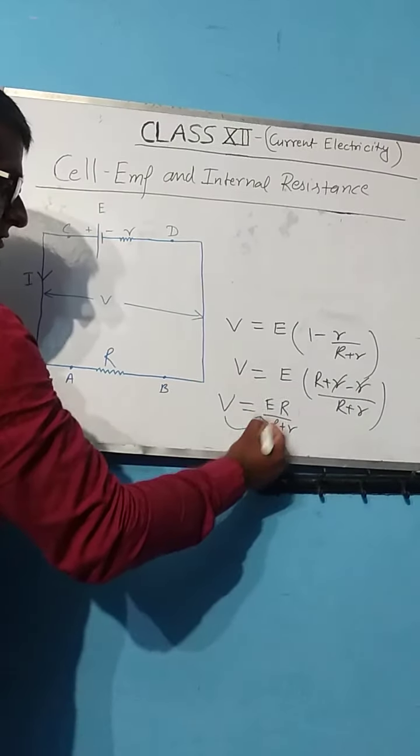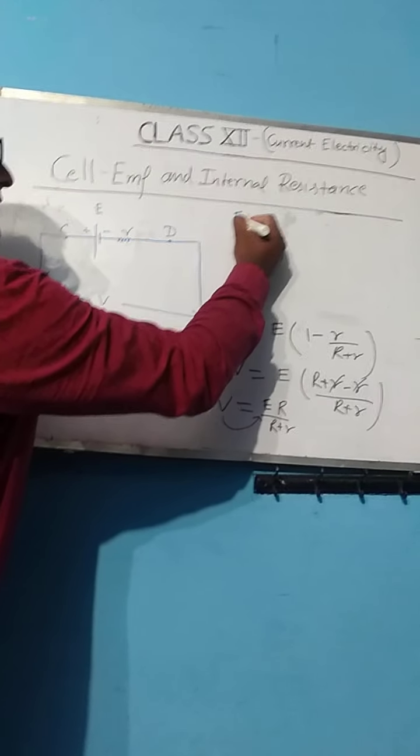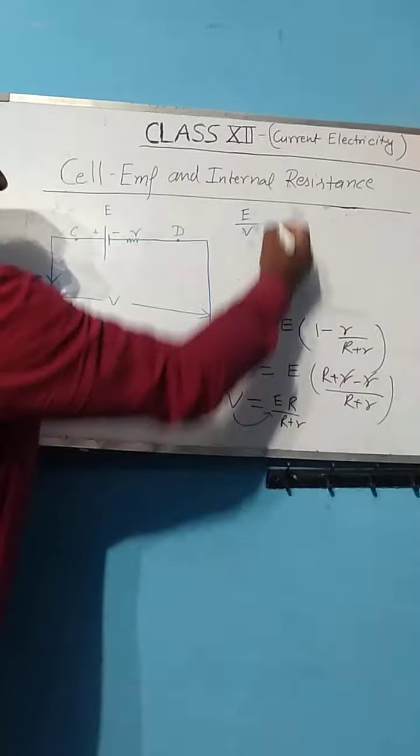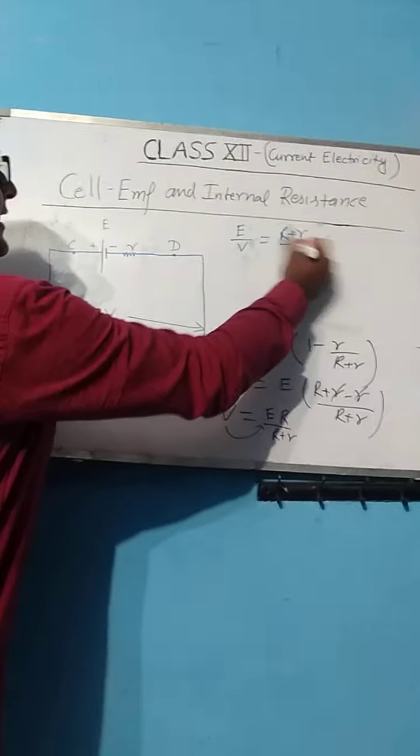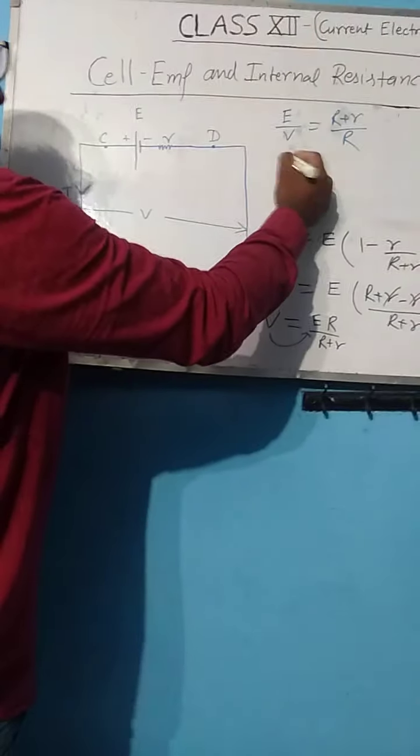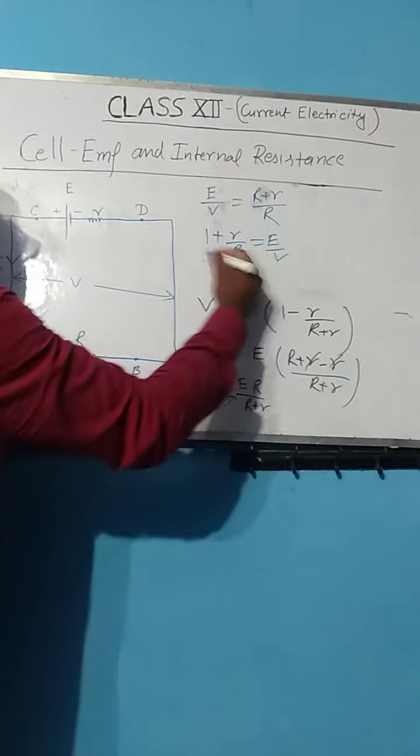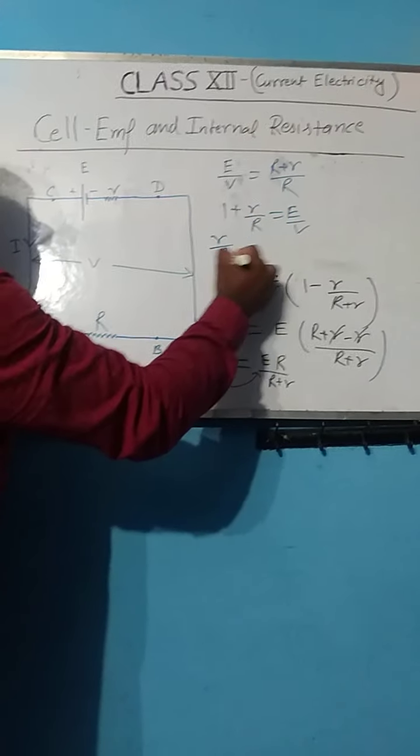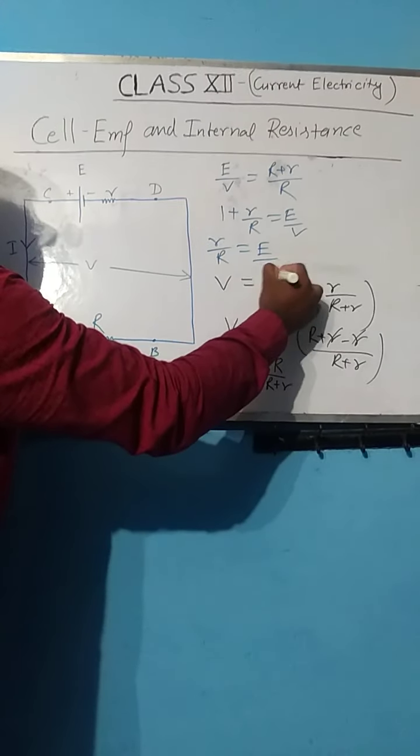This will go to this side. So E by V equal to R plus r by R. So R will be cancelled out. This will become 1 plus r by R equal to E by V. Now this becomes r by R equal to E by V minus 1.